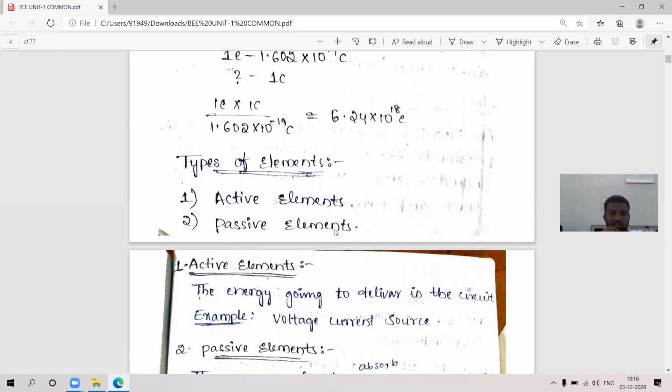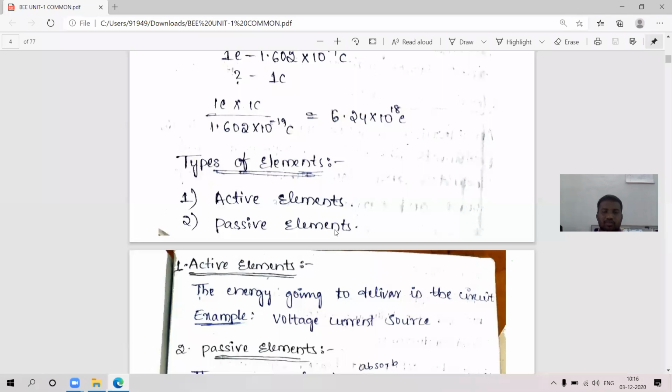So this is an important question. They may ask. Till now all those things we have already discussed in physics. Now from here you are going into the subject part. Types of elements: what are the different types of elements? They will ask like this. You have to say that there are two types of elements, active element and passive element. Active elements are energy delivering elements in the circuit. They are voltage source and current source.